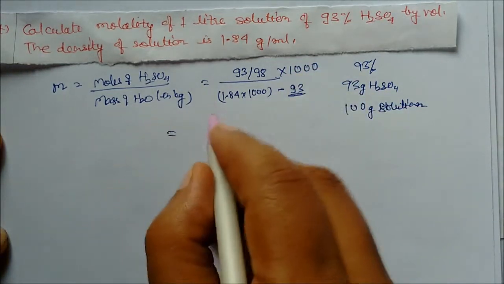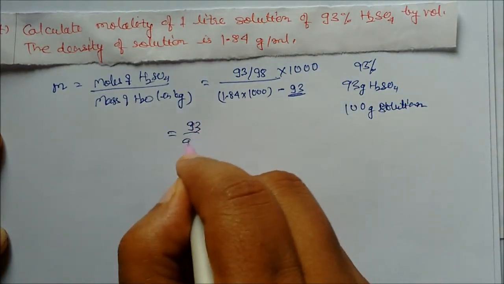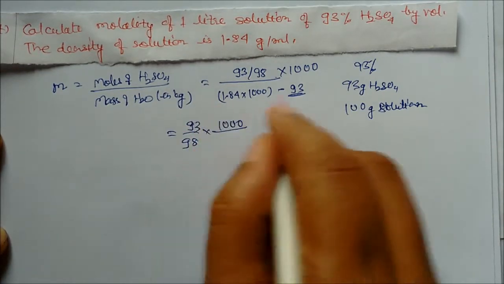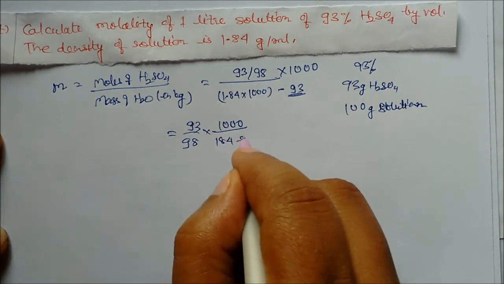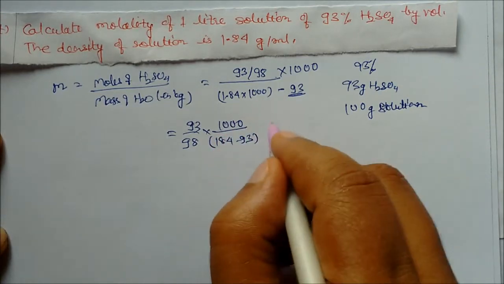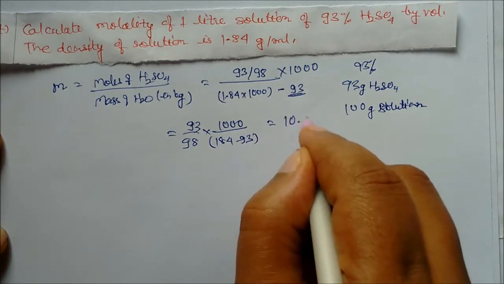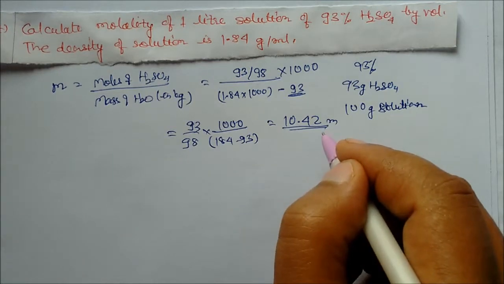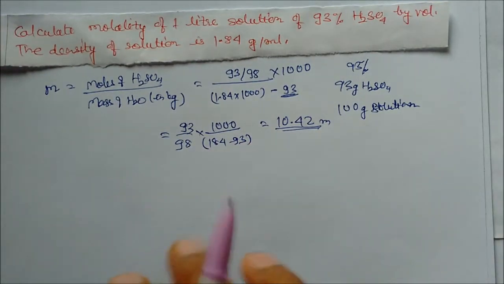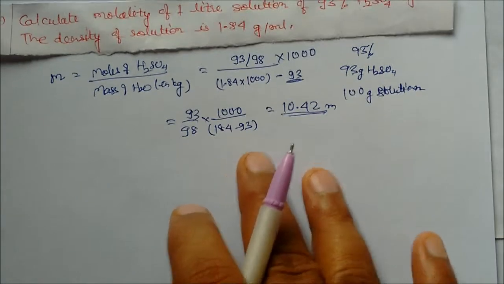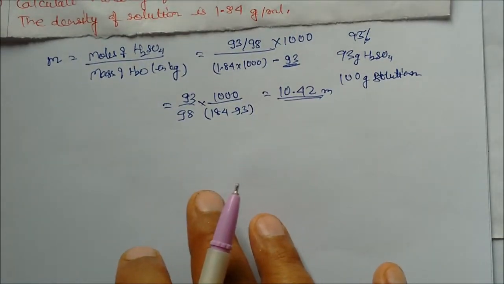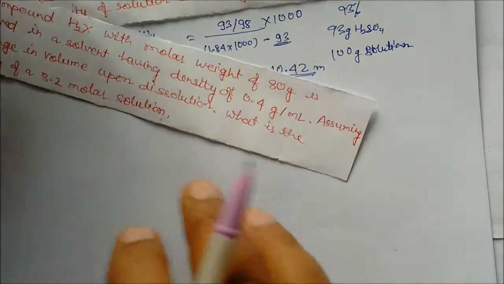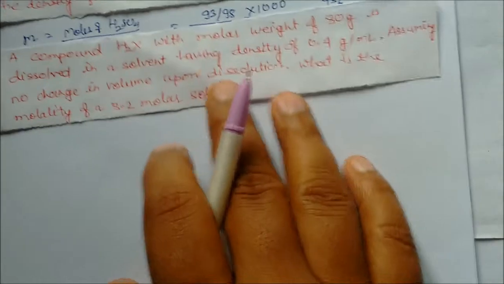So on solving this answer you will get 93 by 1000 divided by, this is solving, 184 minus 93. So you will get here 10.42. I am not solving these things, I have already calculated. So if you solve you will get this result. My basic idea is how to approach the problem, how to solve the problem. So that is my basic approach. I am not discussing the mathematical parts, so just do it by yourself.